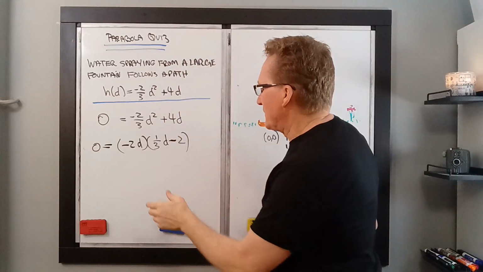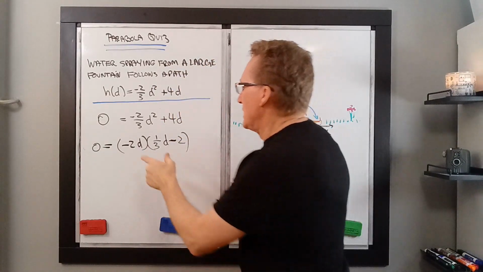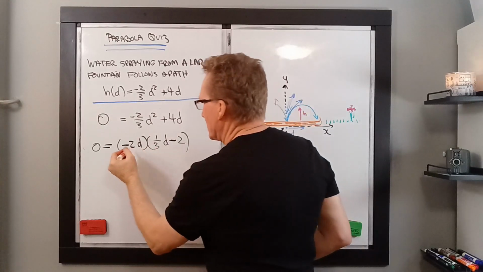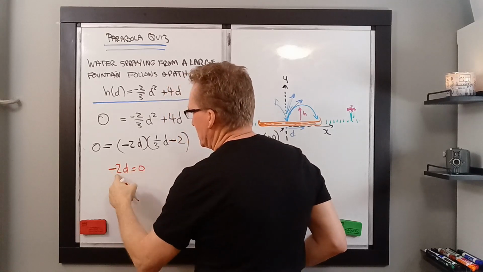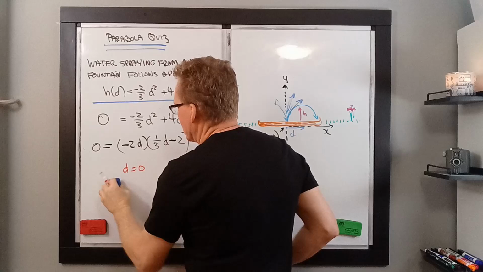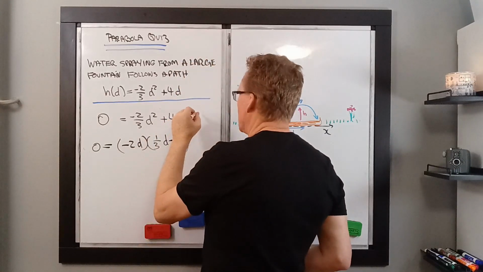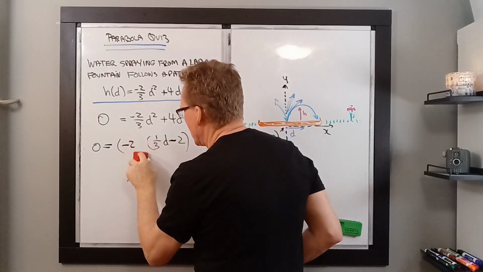And remember what we've had before: if we have two things that are multiplied together to equal 0, one of them has to equal 0 or the other one has to equal 0. So in this case, minus 2d has to equal 0. We can divide both sides by minus 2 and just realize that d has to equal 0. So I'm going to write that over here. So d equals 0. We don't need this term anymore.